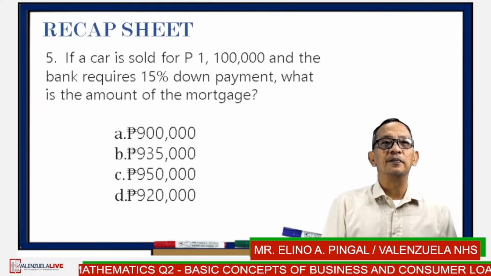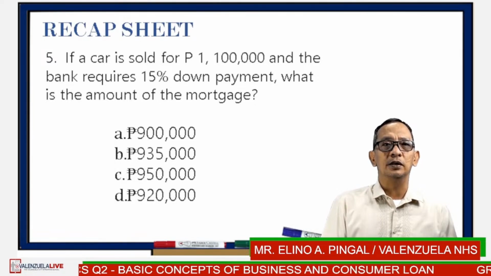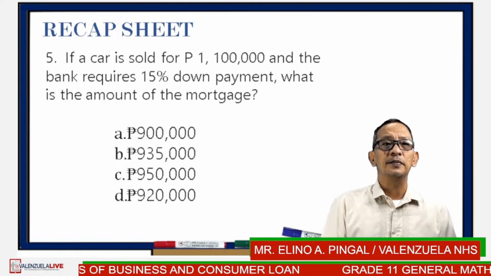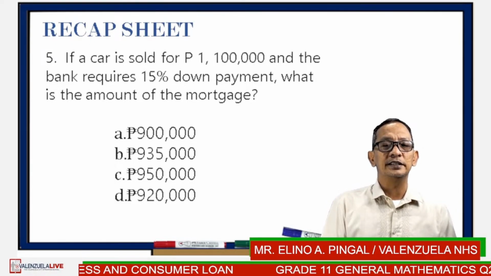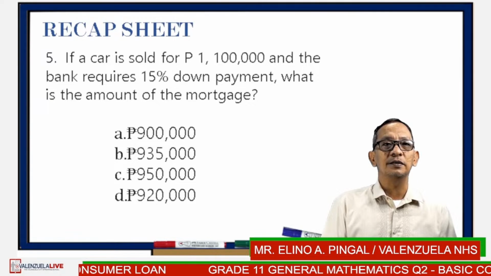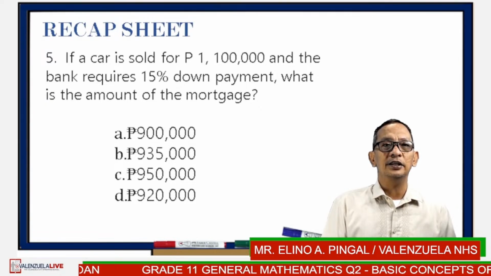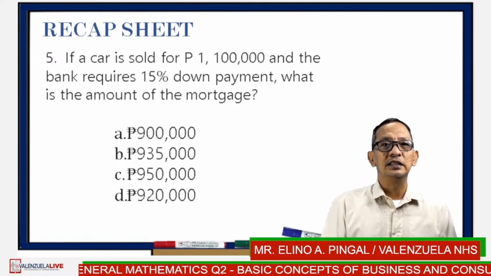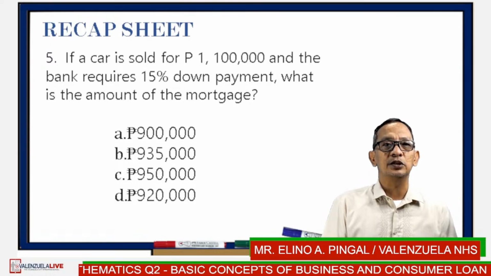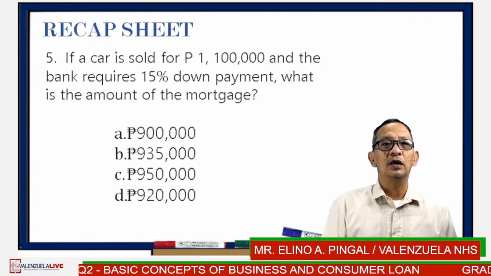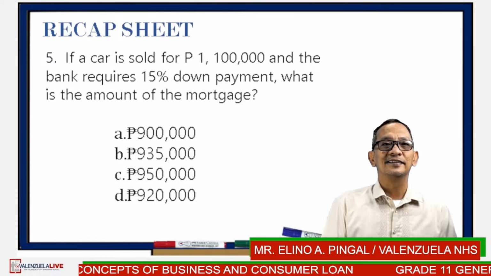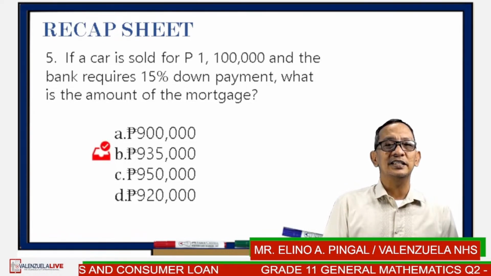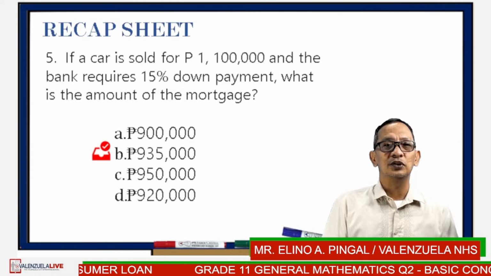Number 5, if a car is sold for 1,100,000 pesos and the bank requires 15% down payment, what is the amount of the mortgage? Is it A, 900,000 pesos, B, 935,000 pesos, C, 950,000 pesos, or D, 920,000 pesos? You can compute now for 5 seconds or 10 seconds. The correct answer is letter B. Let me show you the solution.